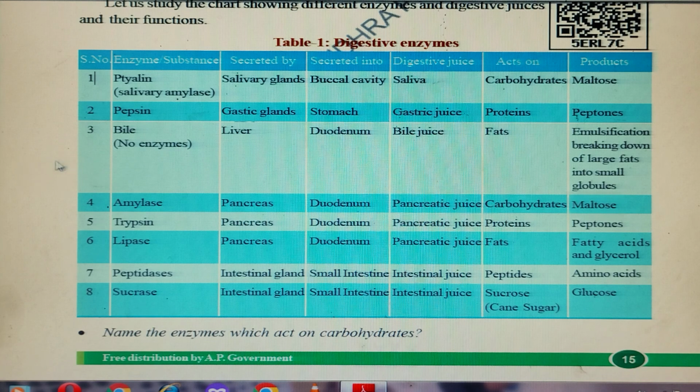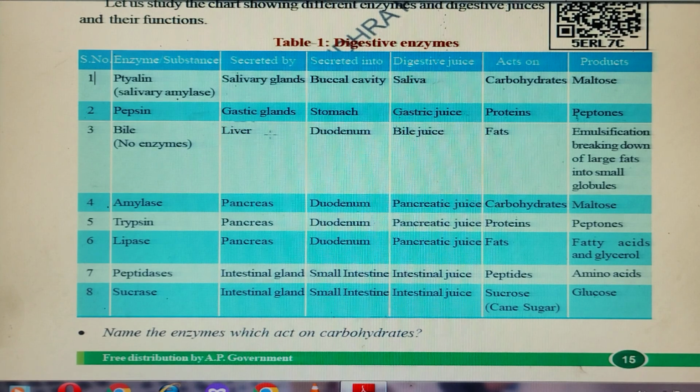And the third one is bile juice. The only one juice in this digestive enzymes table, bile juice, has no enzyme. This is very important. Most of the times in exams they ask to name the digestive juice without enzyme, which is bile juice. This bile juice is released by the liver.